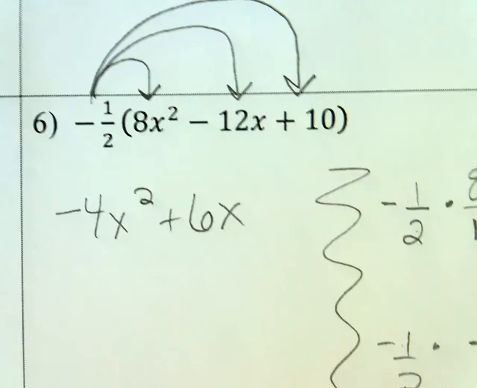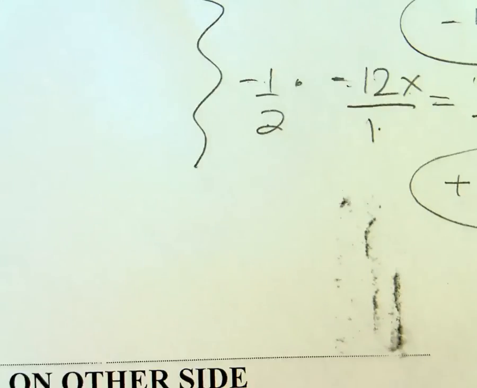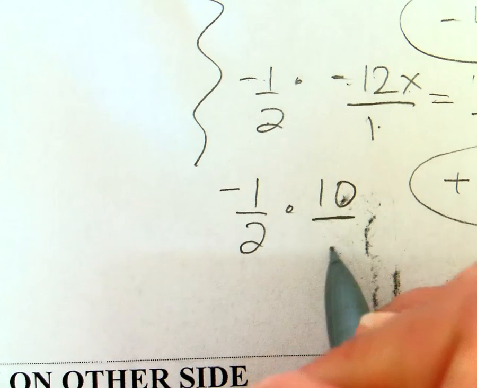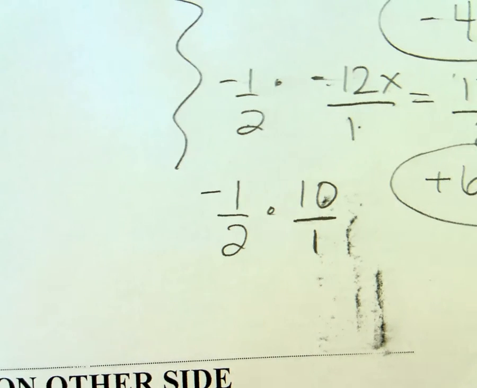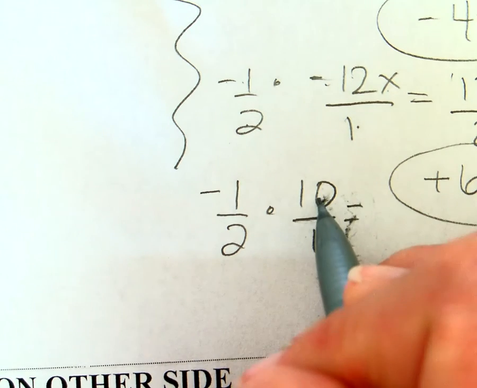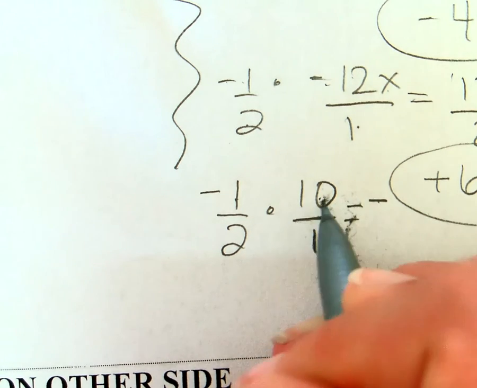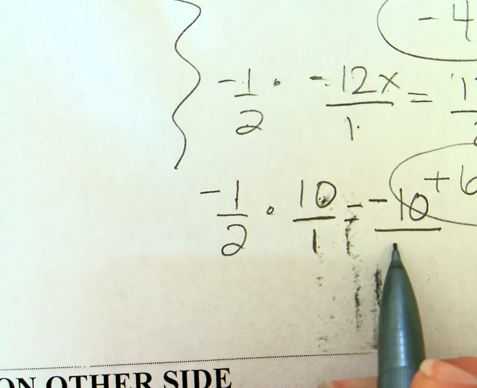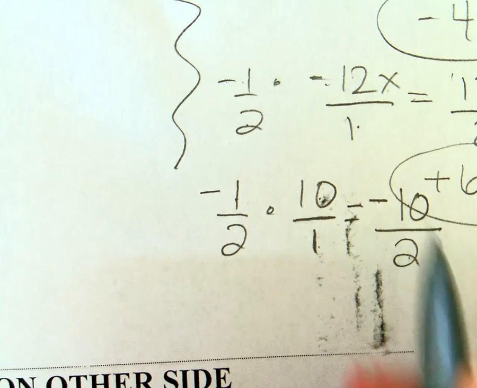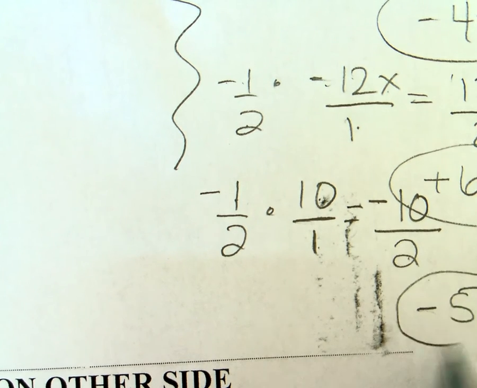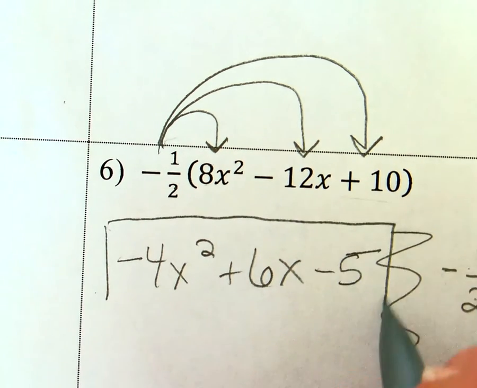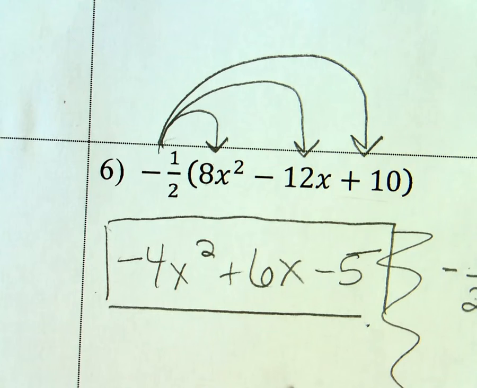Again, come on down here and do the scratch work, off to the side. Negative 1/2 times a positive 10. I'm going to make the 10 into a fraction, and then I'm going to multiply my numerators. A positive times a negative is a negative. 10 times 1 is 10. Positive 2 times positive 1 is a positive 2. 2 divided by negative 10 is a negative 5. And that will be my last term. So I'll take this, add it to my last one. Great.